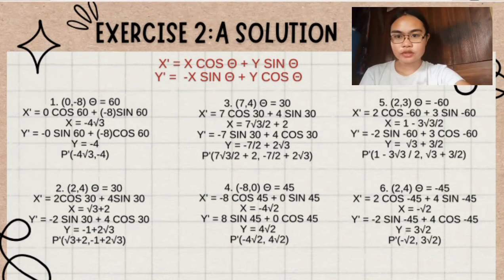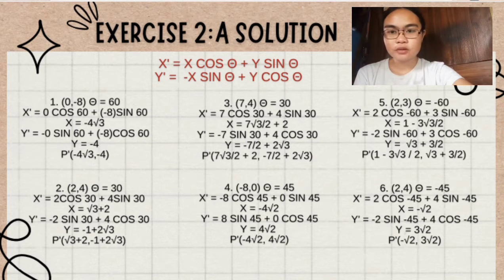So for the solution of our exercise 2A, we are said to find the p dash given the p and the theta. So we have to use the formulas x dash is equals to x cos theta plus y sin theta. And for our y dash is equals to negative x sin theta plus y cos theta.